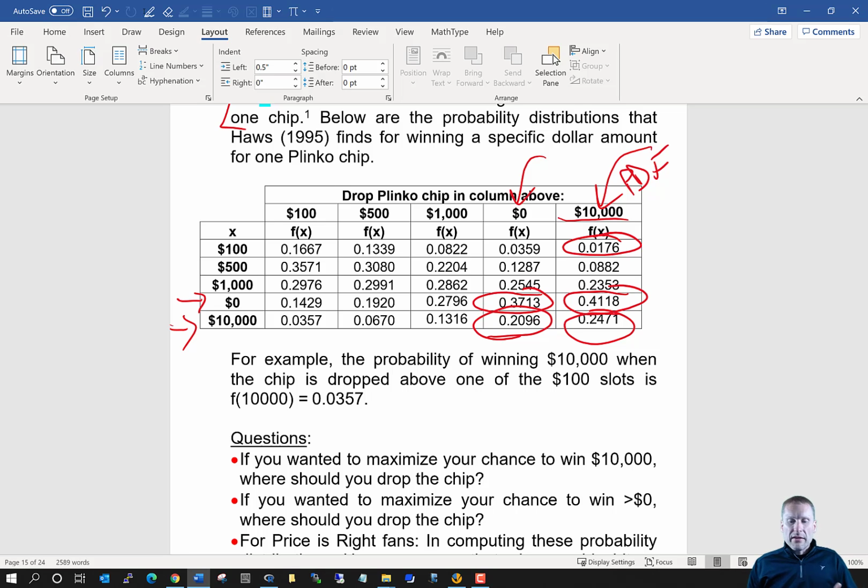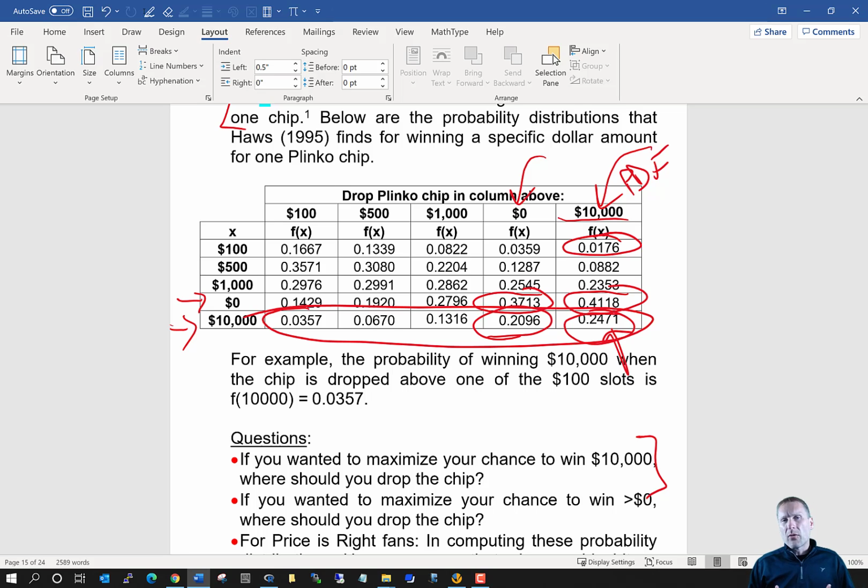So with these 5 different probability distribution functions, if you wanted to maximize your chance of winning $10,000, where should you drop the chip? Well, if we look at this entire row here, we see that the highest probability corresponds to dropping it right in the middle of the board above the $10,000 slot. That's where you should drop the chip. And that's the way most people think.